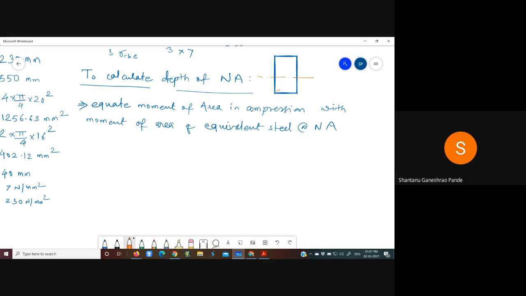So at the bottom there are 4 bars, that is the tension zone, and at the top there are 2 bars of 16 mm. The overall depth of the section is 550, and the width is 230. So this is AST, this is ASC.